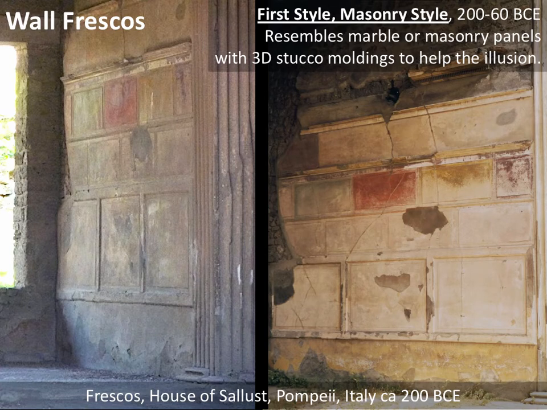So the first style, or masonry style, isn't as decorative as what I was just showing you, but you can see that there is this illusion of marble or masonry panels, and then a three-dimensional molding at the top and the bottom to help with the illusion. So those colorful panels in these two photographs are actually painted to look like 3D panels, but they're not.